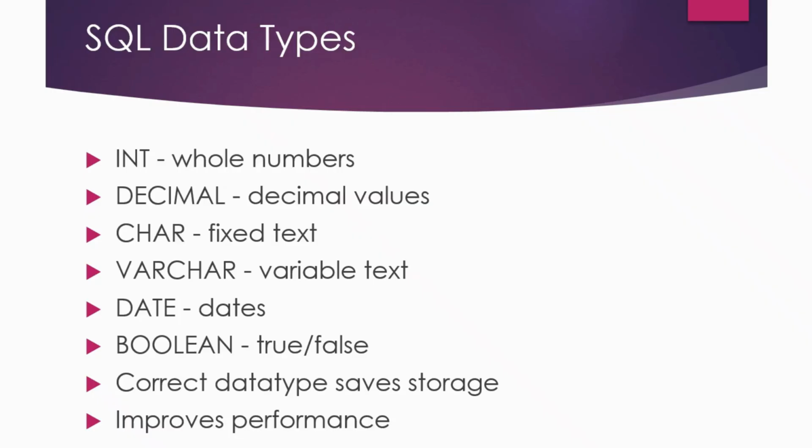Let's discuss SQL data types. Before storing the data, we must decide what type of data each column will contain. So here, int stores whole numbers, for example 10, 25, 100. Decimal stores numbers with decimal points, for example 89.75. Char stores fixed-length text, for example gender, either male or female. Varchar stores variable-length text, for example student names. Date stores dates, for example today's date. Boolean stores true or false values. Choosing the correct data type saves memory, improves speed, and prevents invalid data from being stored.